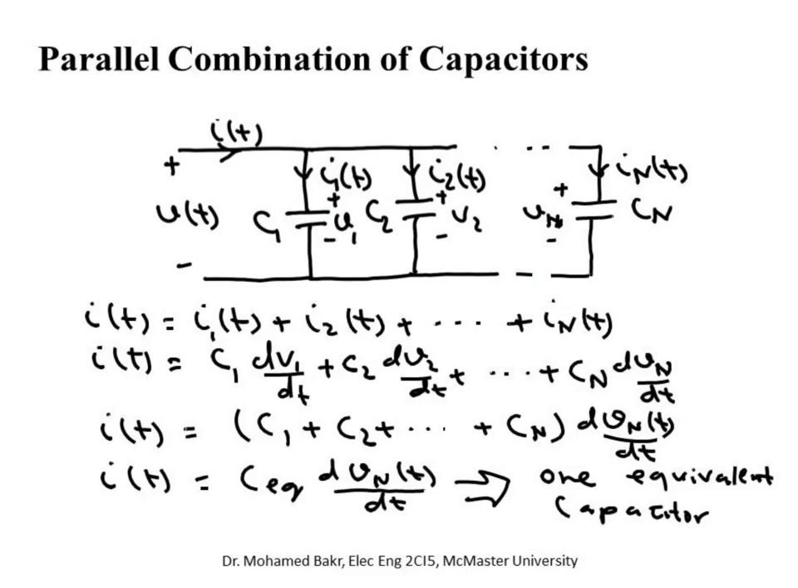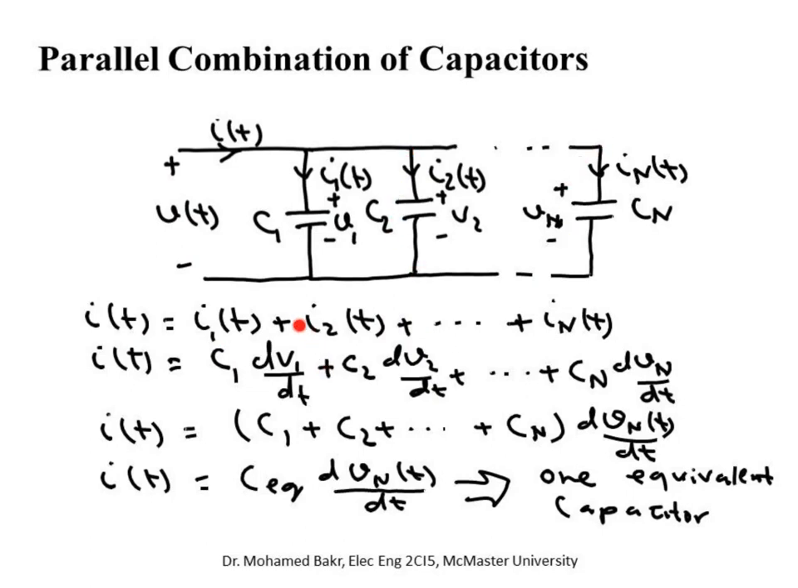Now we know from a study of capacitors that the current flowing through the capacitor is proportional to the rate of change of the voltage. So I1 is C1 dV1 by dt. V1 is the voltage across the first capacitor. I2 is C2 dV2 by dt, where V2 is the voltage across the second capacitor, and so on. Now, all these voltages are the same because they are in parallel. So V1 is equal to V2 up to Vn.